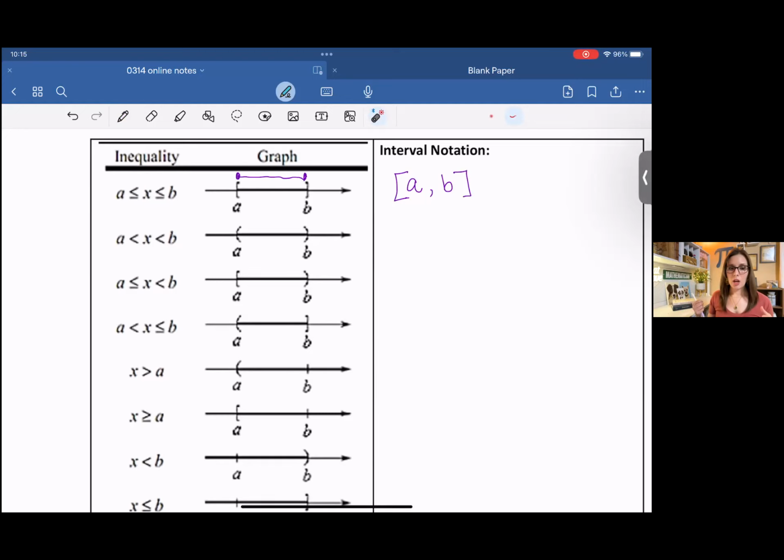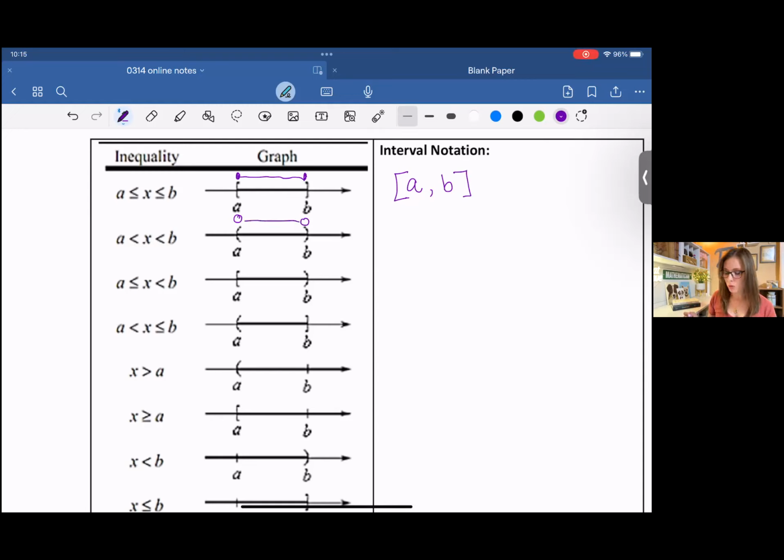Okay, so in the next one, we have x is in between A and B, and we do not have the equal signs there. It's just less than. So you might recognize that as an open circle or a dashed line if we're talking about two variables.